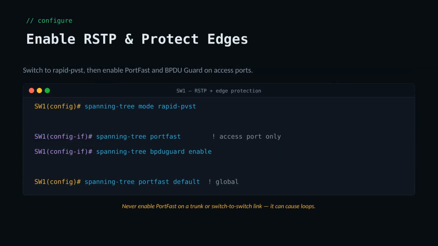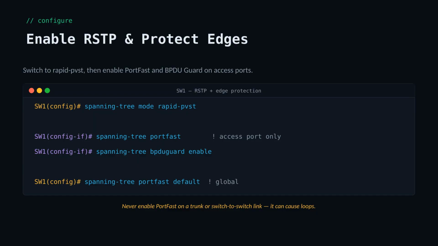Let's put it all into practice on the command line. First, set the mode to rapid-pvst. That single command activates RSTP across your VLANs. Then drop into your access interface and enable PortFast and BPDU Guard.